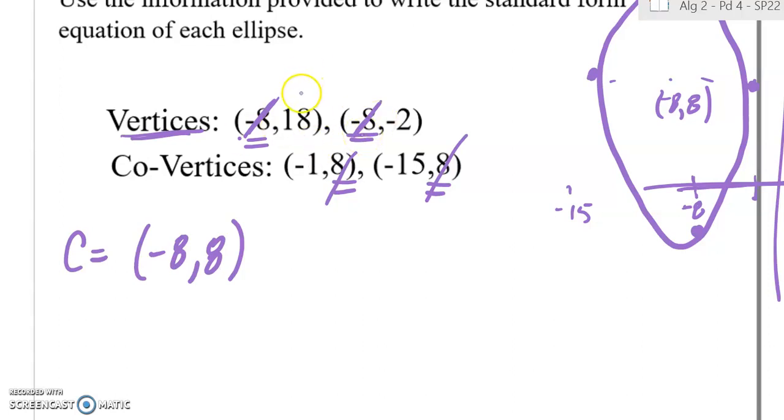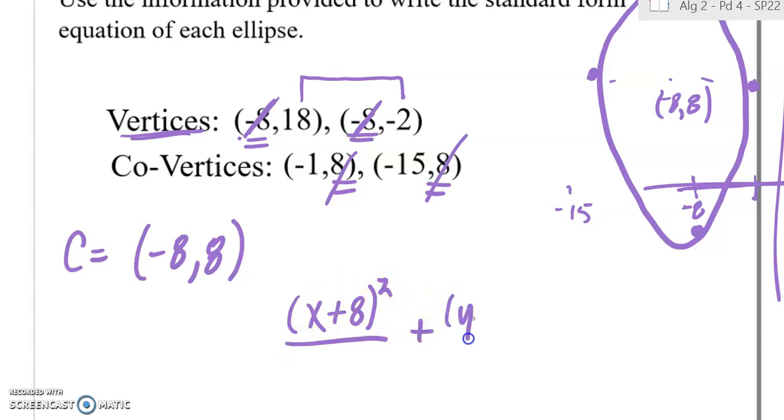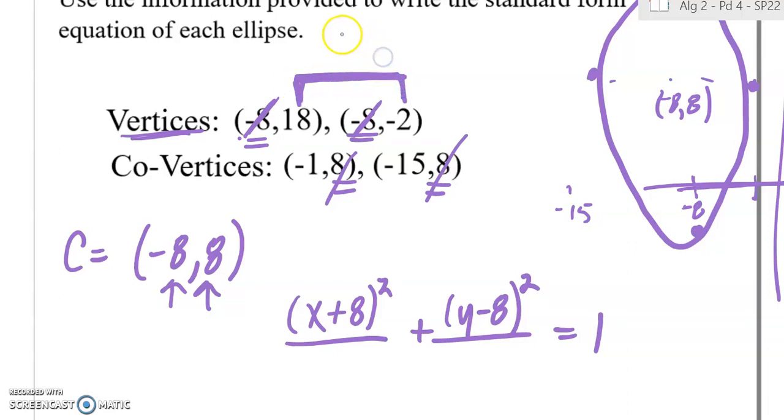And then this is my distance on my y. So real quick, I'm going to write my equation. It's going to be x plus 8 squared over something, plus y minus 8, because this is negative, that's positive, over something, equals 1. Well, when I come back to the vertice, I realize that this is the stretch of the y. And the reason I know it's the y is because they're both in the y spot.